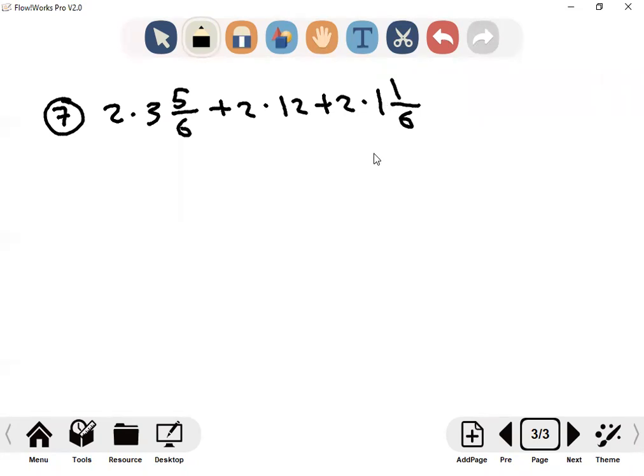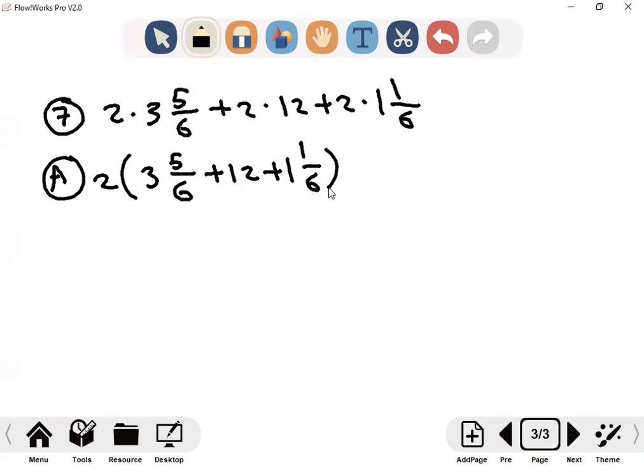What will you have in part A, guys? Distribute the 2. We took the distributive property, right? It will be the same as the question, right? So in part A, they wrote for you 2 by 3 and 5 over 6, plus 12, plus 1 and 1 over 6, right? Distribute the 2. It will be the same as this. So part A, you can select it. Is it or is it not? It is equivalent, so we don't select it. Now 2 multiply 5 plus 12.